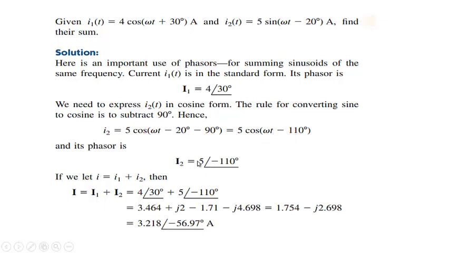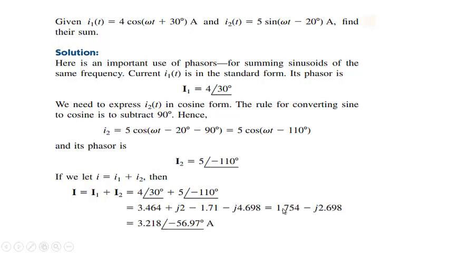I2 is equal to 5 at an angle minus 110. So this will be 4 angle 30 plus 5 angle minus 110 degrees. Converting them into the rectangular form of complex number, it will be 4 cos of 30 degrees plus j 4 sine of 30 degrees. That is this term, and this term will be 5 cos of minus 110 degrees, and then j 5 sine of minus 110. It will be this.